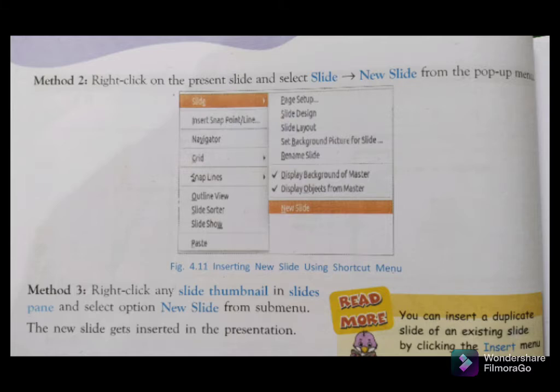The third method is to right click any slide thumbnail in the slide panel. From the slide panel you just need to right click any slide and then select the option called New Slide from the submenu. Then the new slide gets inserted in the presentation.